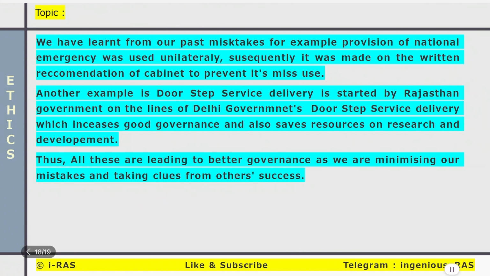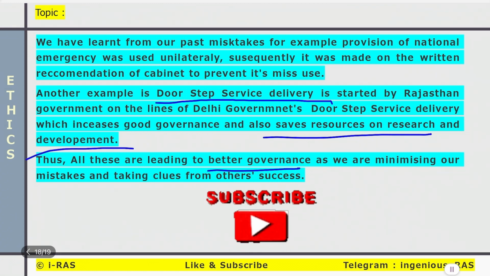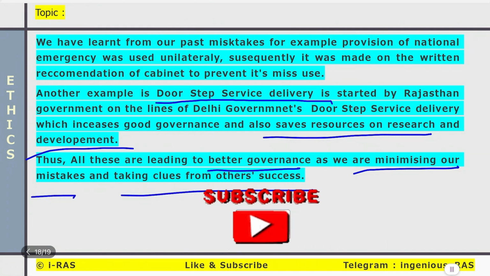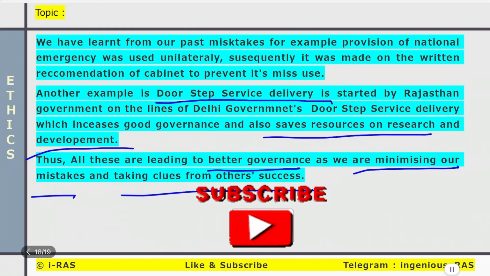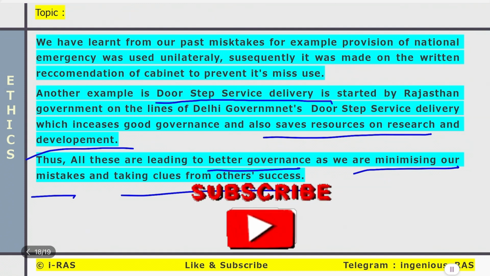Another example, we can say, is the doorstep service delivery started by the Rajasthan government, that whatever service you need, you pay certain fees for that and you will get those services at your doorstep. This scheme was first implemented by the Delhi government, and the Rajasthan government learned from the Delhi government in order to give better governance to the people of Rajasthan. And at the same time they saved some resources on research and development. Thus all these are leading to better governance, as we are minimizing our mistakes and taking clues from others' success. So this is how we can write ethics answers.